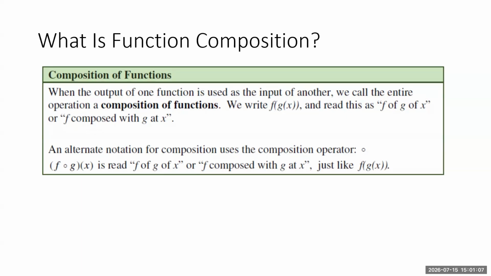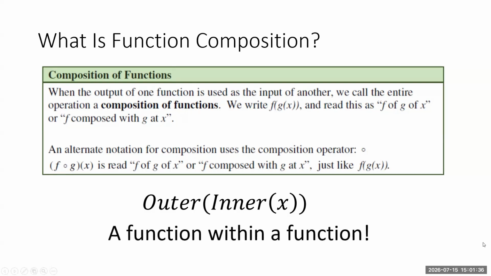An alternate notation for composition uses the composition operator, the open circle. f ∘ g of x is read f of g of x, or f composed with g at x, just like f(g(x)). You could view this as outer(inner(x)). A function within a function.